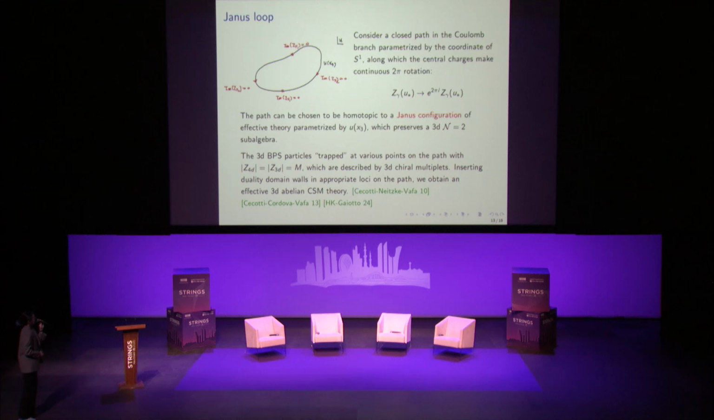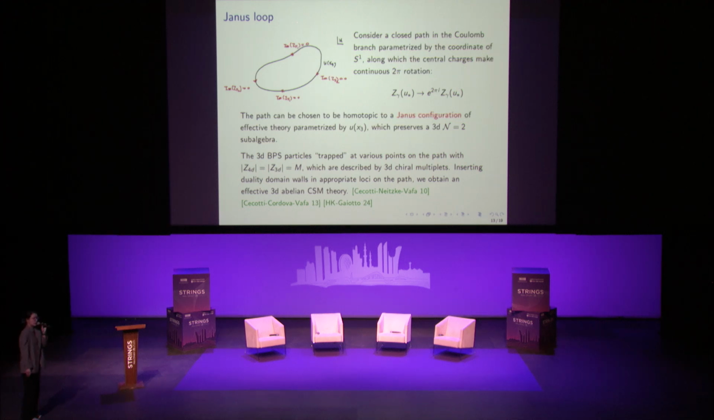So this twisted compactification with an extra twisting by the U(1)_R symmetry can be most easily understood in terms of the Coulomb branch perspective of the 4D N=2 theory. This picture is a u-plane of some Coulomb branch of the 4D N=2 theory. And you consider a closed path in the Coulomb branch that I draw with this black line. These are parameterized by x3, the coordinate of the compactification circle.